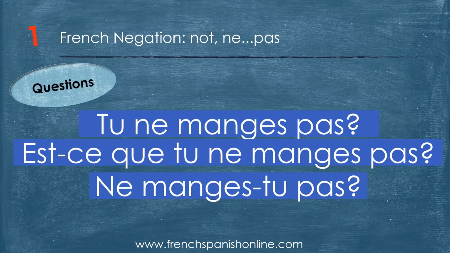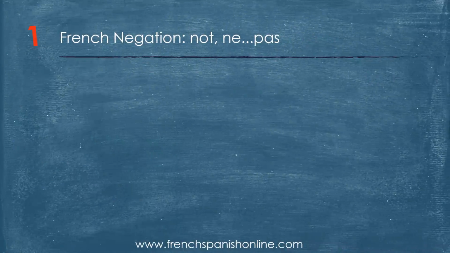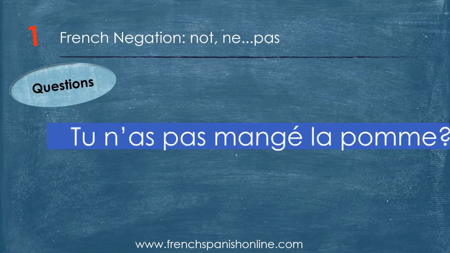And we've got the inversion. The inversion is a bit special. When you've got a negative inversion, ne always starts the question. And we've got pas after the subject. Ne manges-tu pas? As you can see here, we've got the subject tu and pas is just after. Ne manges-tu pas? So more examples about questions.